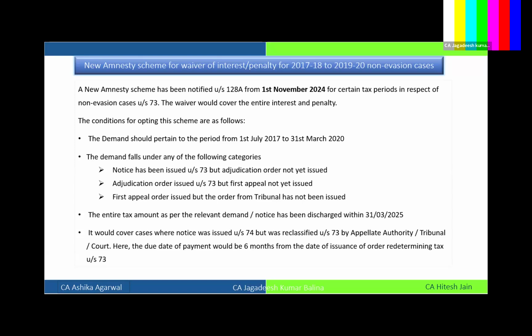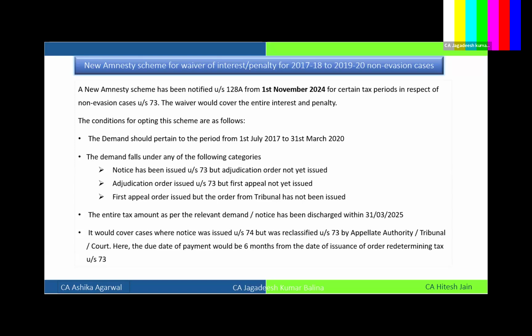So the preliminary condition in order to avail this benefit is we need to pay the full tax amount. Under this scheme, there will be benefit of only the interest and the penalty, not the tax. You need to pay the whole amount of tax, what is there on the notice or the demand order, on or before 31 March 2025. So by the end of this financial year, if you make the payment of tax fully, then you will get relaxation from the payment of interest and penalty. We'll see what cases will be covered under this scheme. As already discussed, it will be applicable only for the first three financial years.